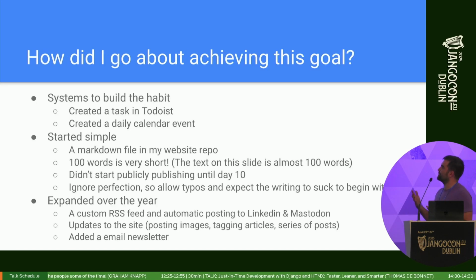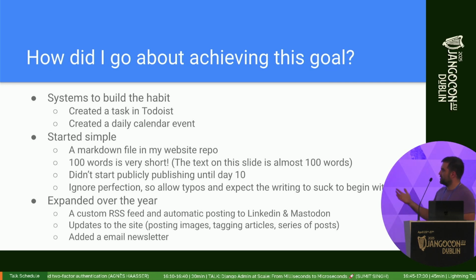So how did I go about it? I used Todoist, so it was a task every weekday, and it's all about creating habits to do this. And there was a calendar event, and I started simple. It was a markdown file. I didn't start publishing until day 10, and I ignored proofreading. So often there'd be typos, people would comment on it, and it sucked to begin with. It was just ideas I'd accumulated, but it was just go and get it done. But 100 words is also very short. This whole slide is 97 words, so you can write it very quickly.